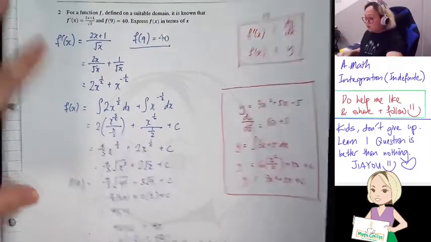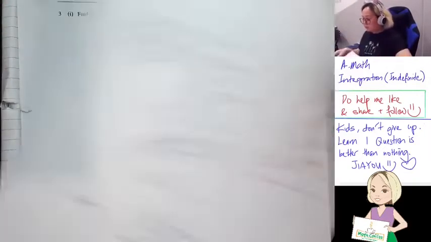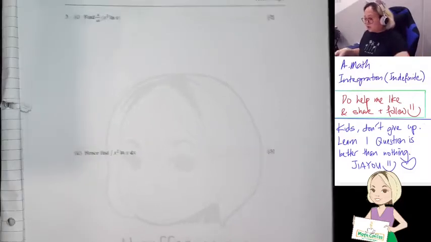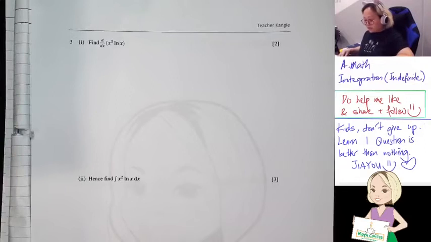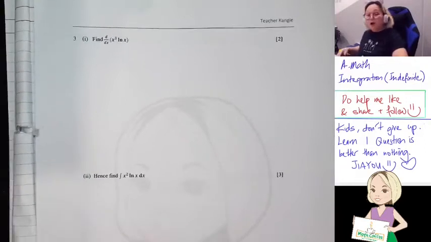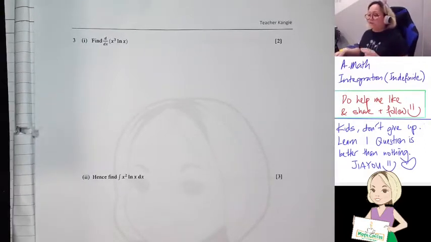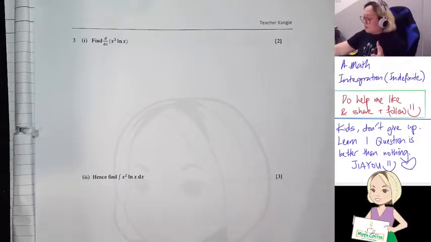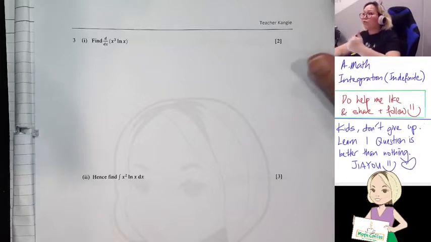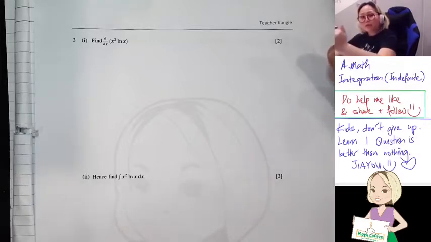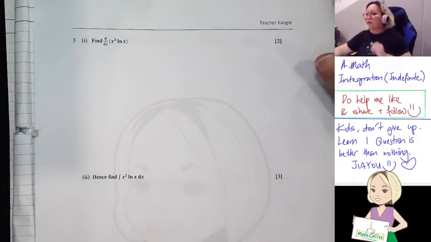Okay, let's move on to the next question. Question 3. So this is one that is related, because our integration does not have many rules. It does not have a lot of rules. So a lot of times you might have to do differentiation first and make use of the differentiation to do the integration. This is what I call the reverse.